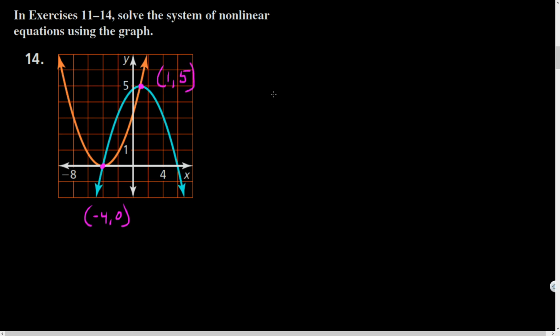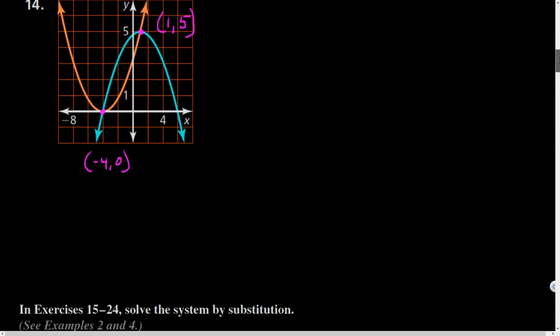And so, yeah, just read those intersections right off the graph. If they don't intersect, and I know one of the problems doesn't, that means there's no solution.